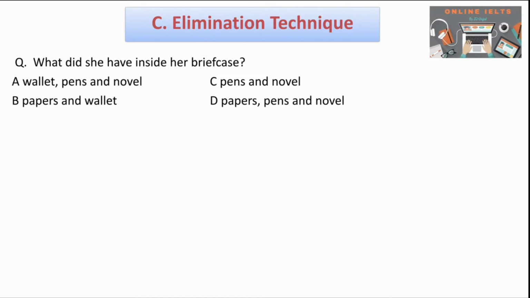I've got that. So, what did you have inside the briefcase? Well, all my papers from college. It's so frustrating, but thank goodness for computers. I haven't lost them completely. Yes, you're lucky. I had my wallet in my pocket, so I didn't lose that. But there were also my pens, which I got for my birthday, and a novel I was planning to read on the train.